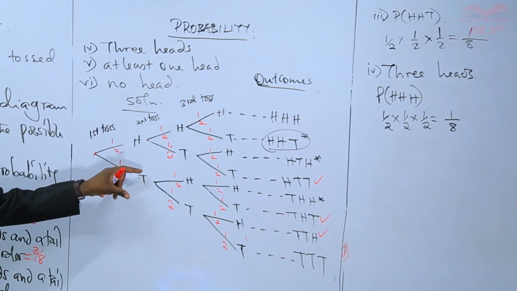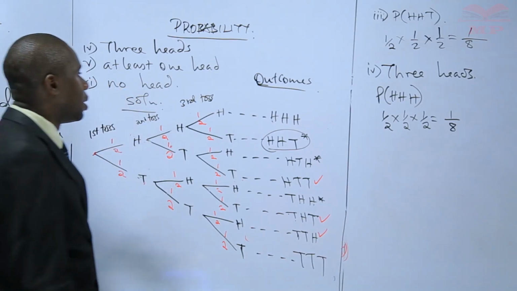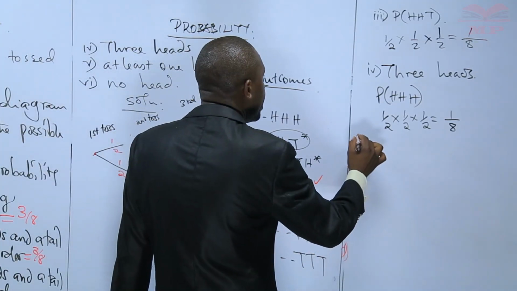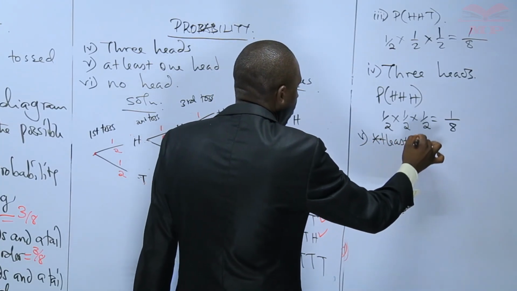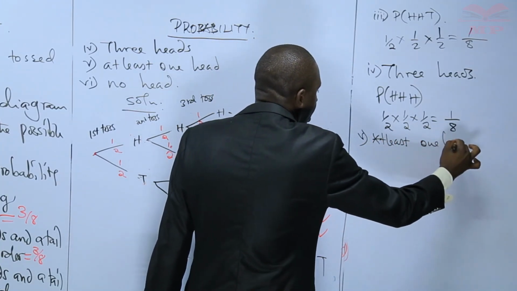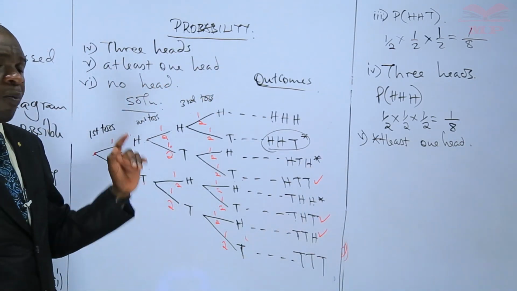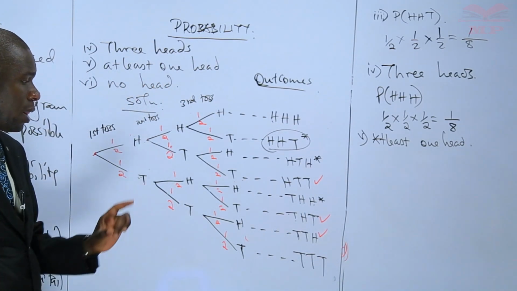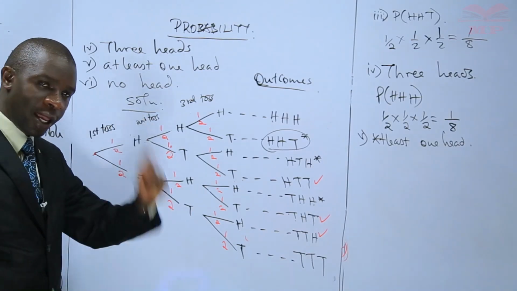Finally, we can go ahead and look at at least one head. So this will be number 5, at least one head. Now I want us to think. When we say at least one head, we are therefore looking at 1, 2, or 3 heads.